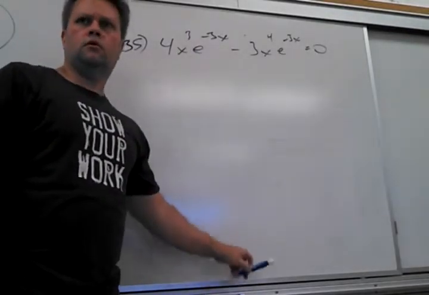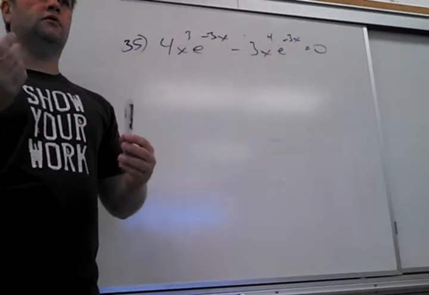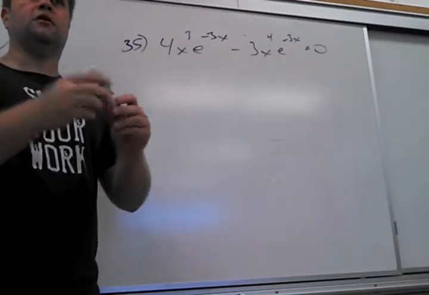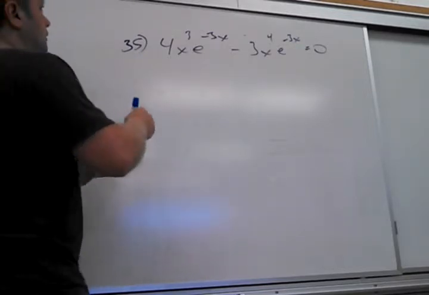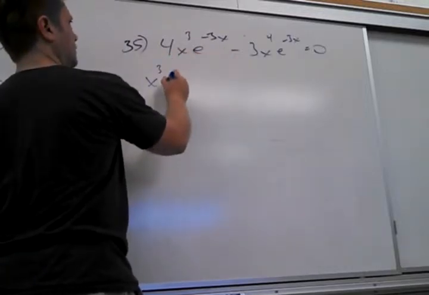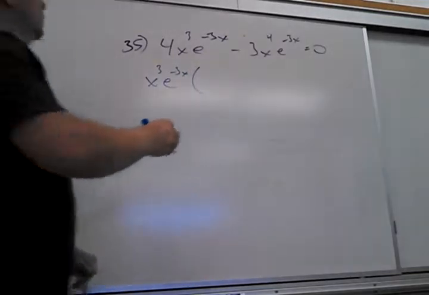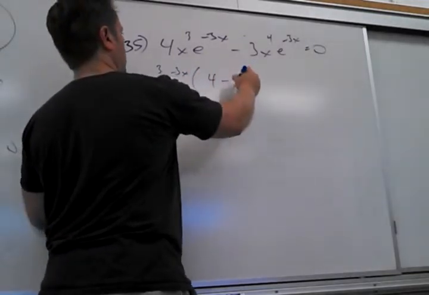Grouping. I don't have 4 terms. I have 2 terms. I mean, factoring. Sure. What kind of factor? Take out your GCF. Good. So you can take out 3 x's and e to the negative 3x. And you're left with 4 minus 3x. Yeah, good. 4 minus 3x.